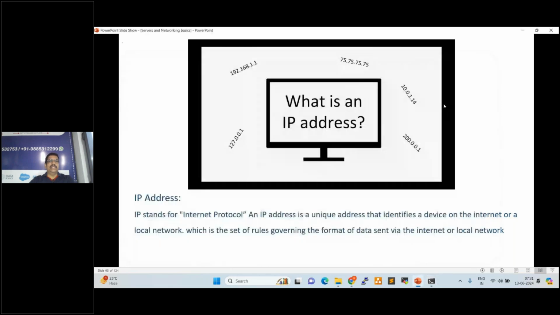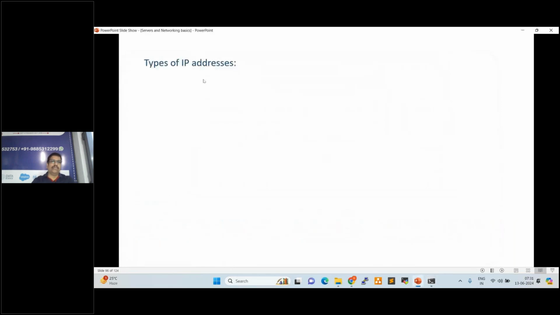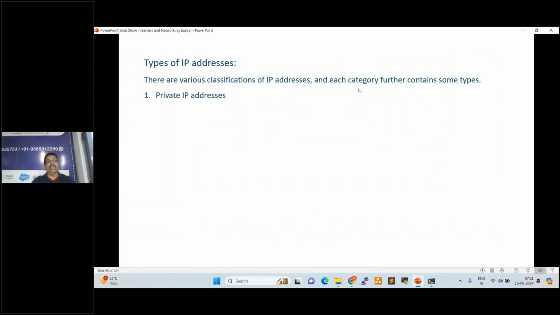Types of IP addresses. This is very important. There are various classifications of IP addresses, and each category further contains some types. First one is the private IP address. Normally every system, every laptop or desktop or server, how many IPs will be there? Only one IP, which is the network IP. But on the cloud side, cloud servers have two IPs. One is a private IP, the second one is a public IP.